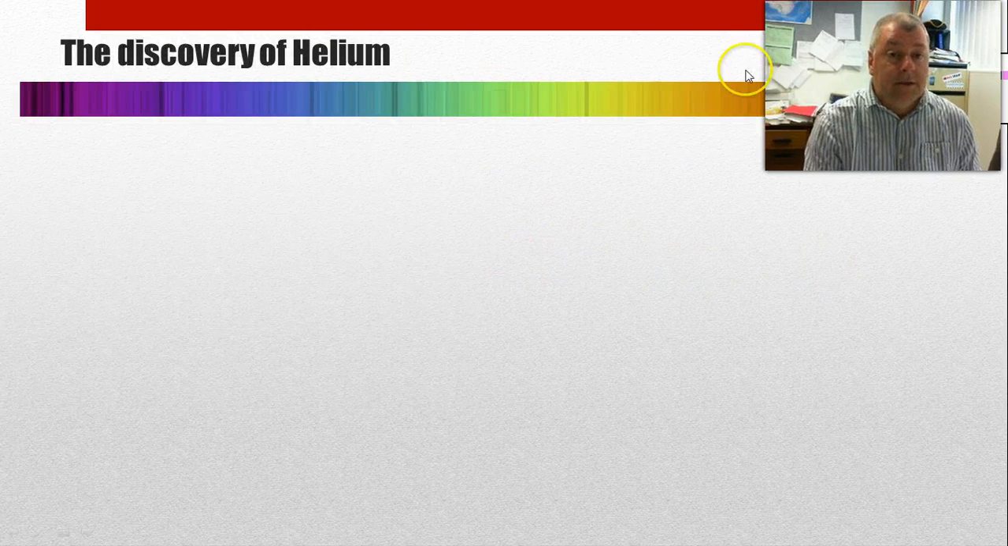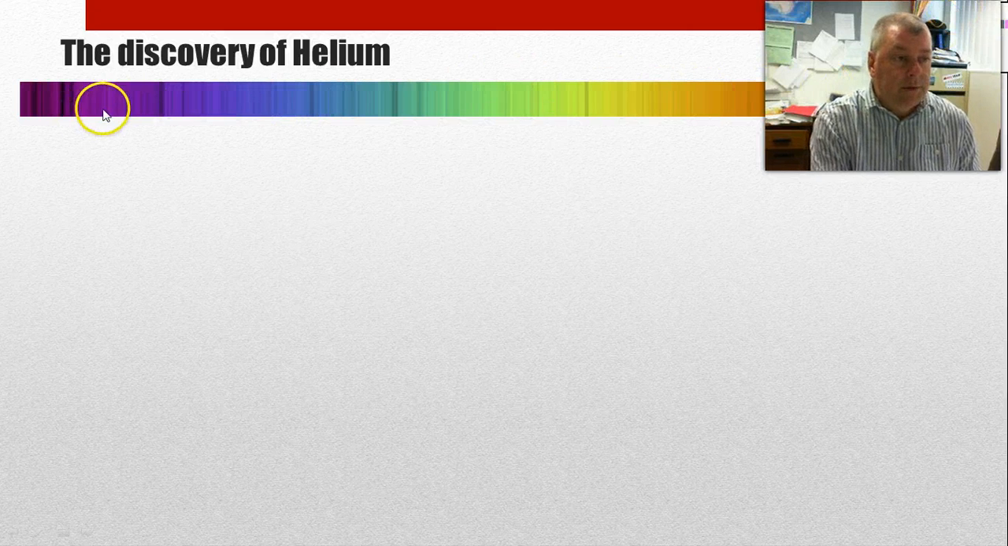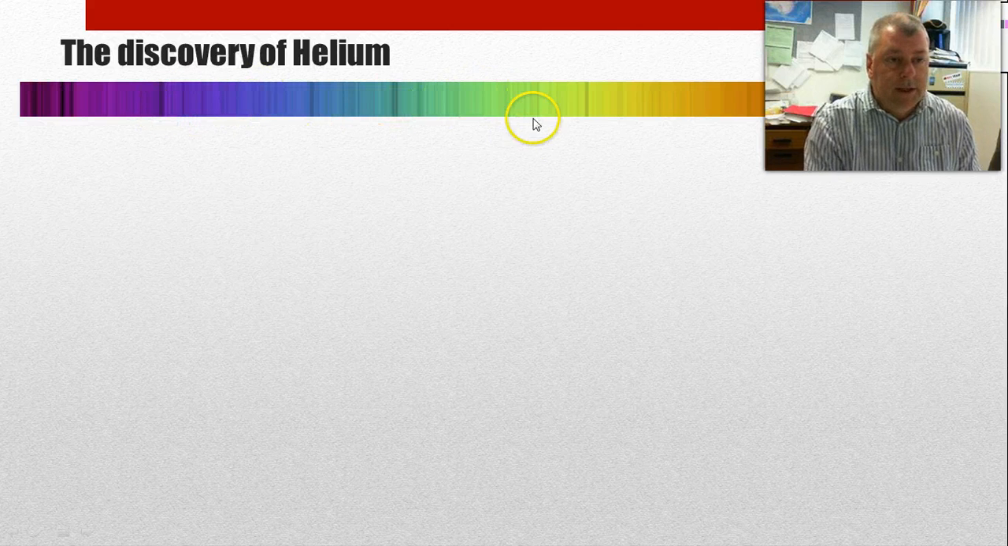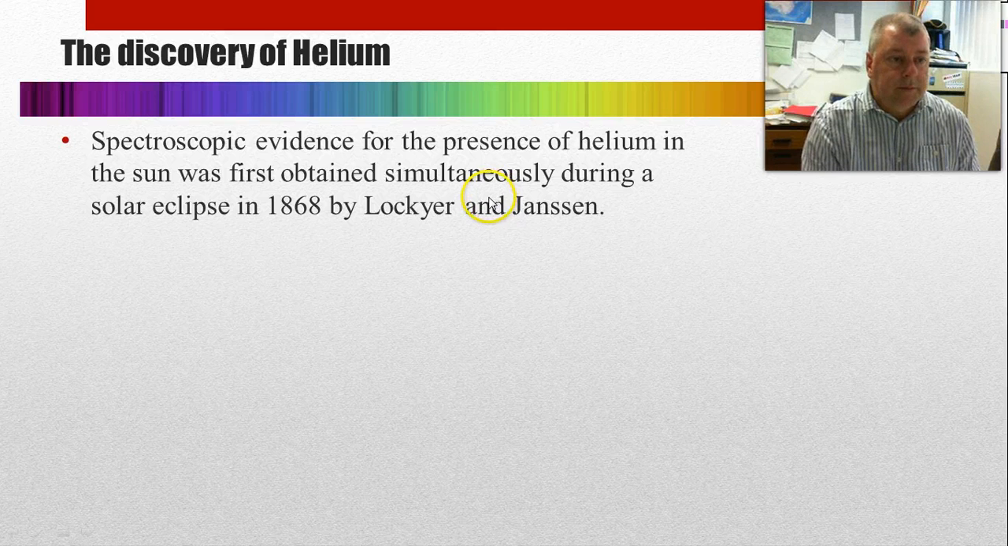Well, this is the solar spectrum here. Some of it's hidden behind me. But if we looked at the solar spectrum, you'd see the colours of the rainbow representing all the possible frequencies, but there'd be all these black lines. And people had known about that for some time. In fact, that was discovered many years before helium. However, the spectroscopic evidence for helium was attained in 1868.